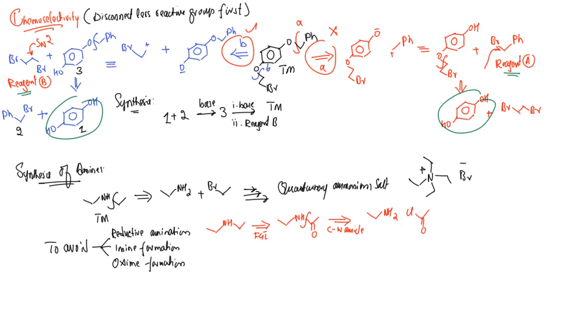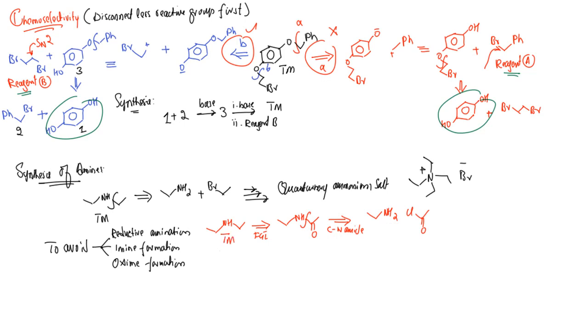Consider the synthesis. The acid chloride will be reacted with the primary amine for generating an amide, and this amide will then be exposed to reduction in the presence of hydrogen and a catalyst for getting to the target material.